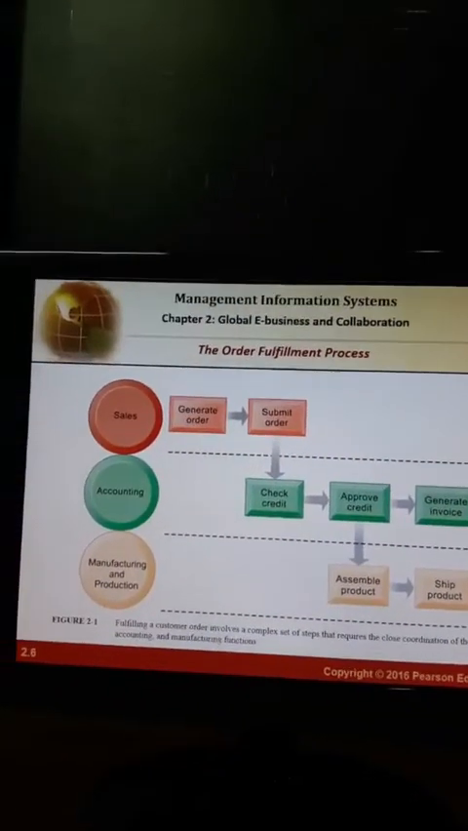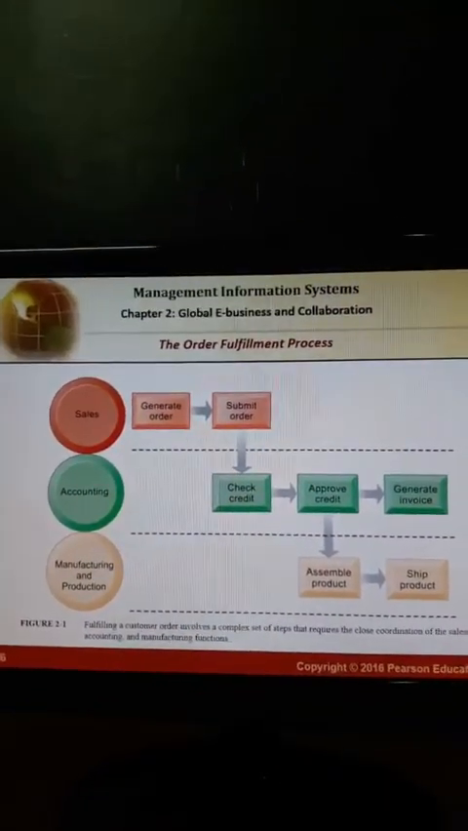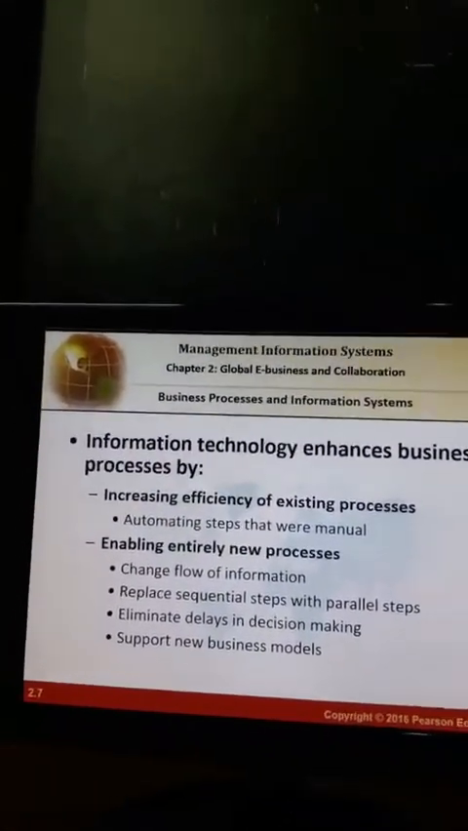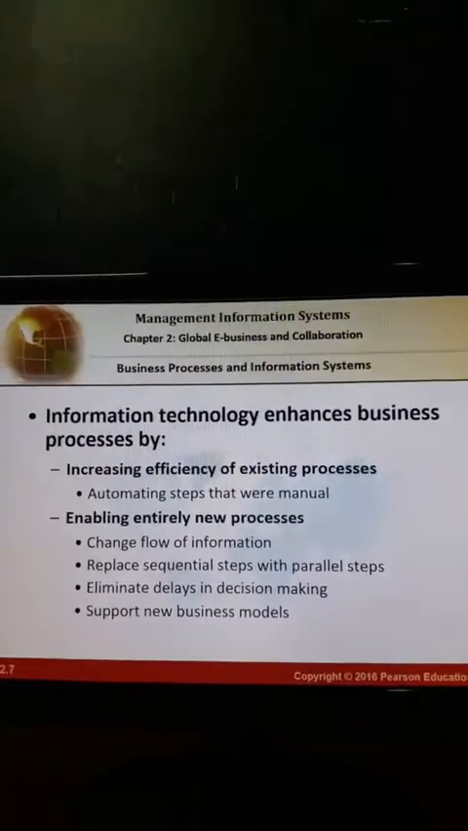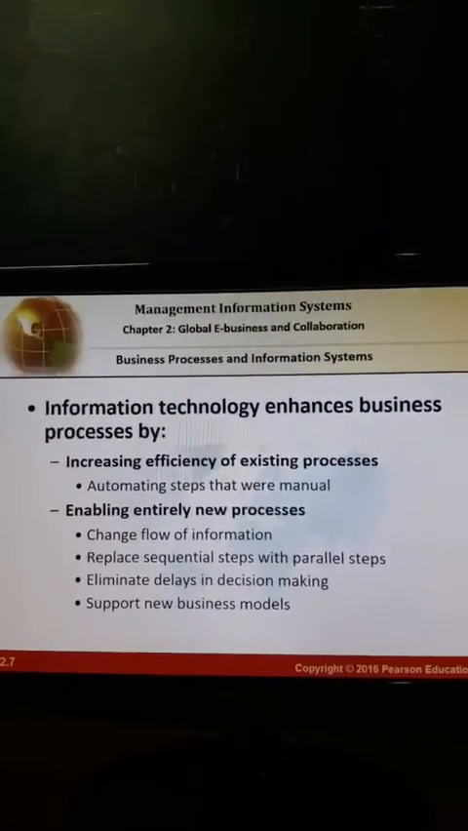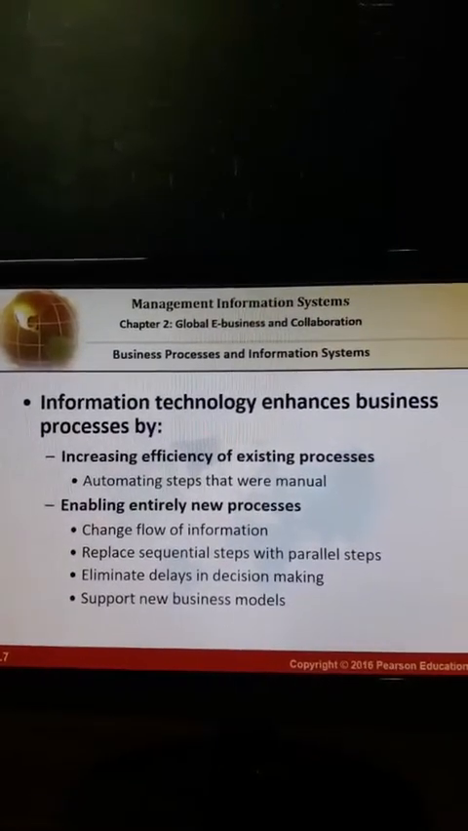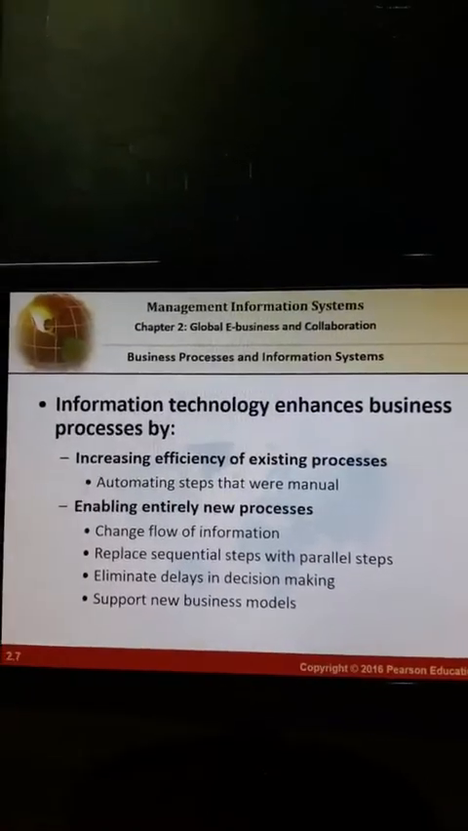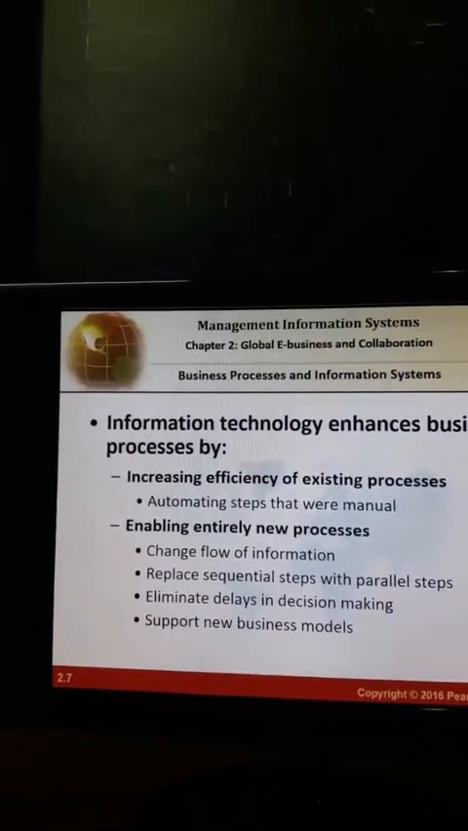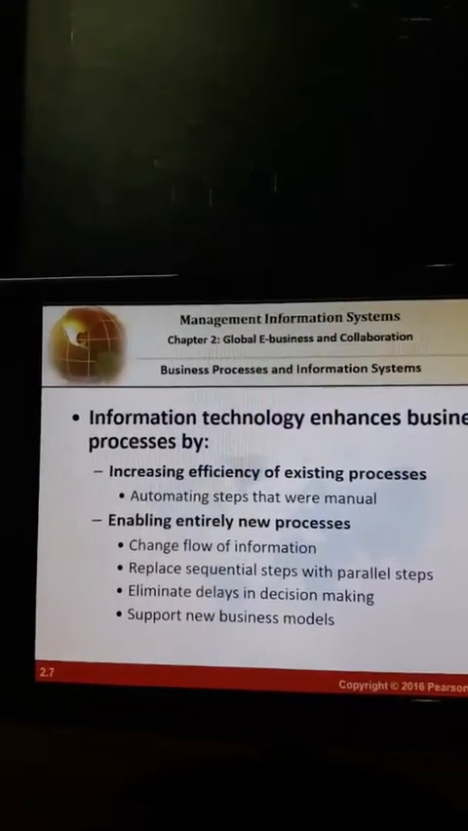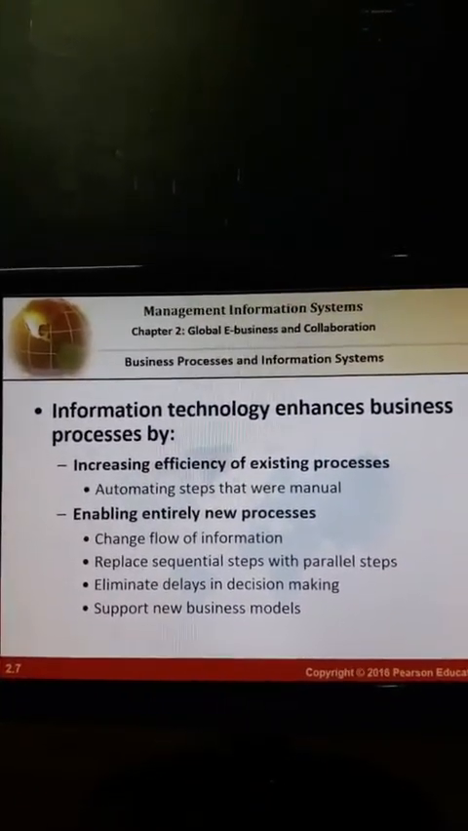Now from this example, we can see that information technology enhances the business process. So if I ask you, how does information technology enhance the business process? We say information technology enhances the business process in two ways. Number one is increasing efficiency of existing processes. The second one is enabling entirely new processes.